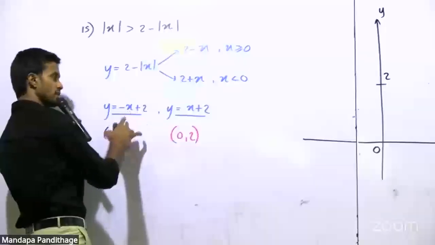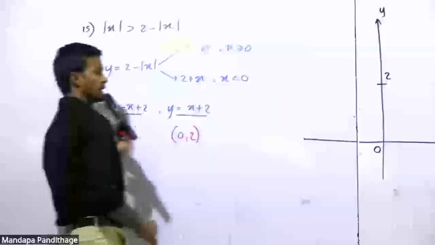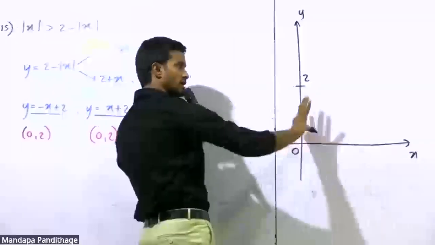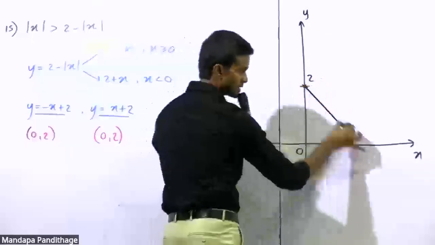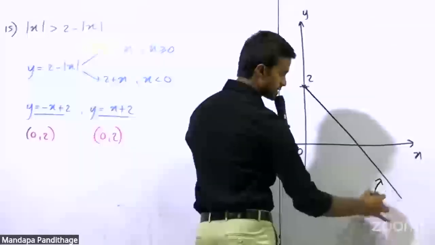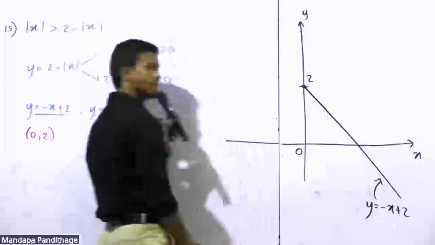This is valid when x is greater than 0. So minus x plus 2 is going in this way, but it is only valid when x is greater than 0. So starting from here, minus x plus 2 goes in this way. You know that you are getting this shape even before you sketch the graph. So that is the main thing.